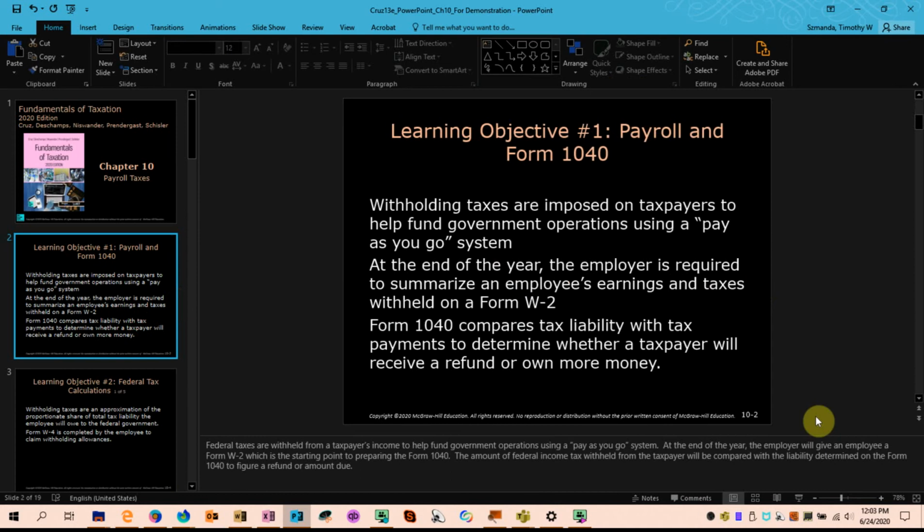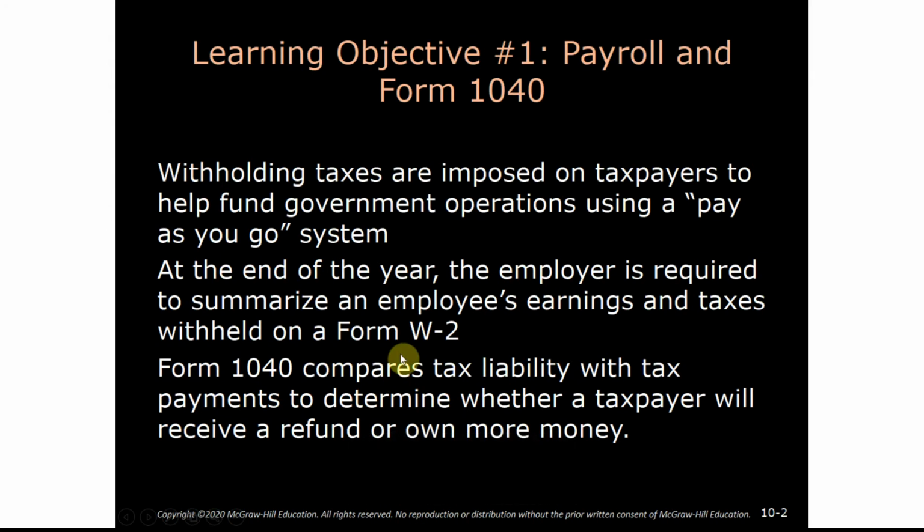So let's talk a little bit about the first learning objective, and that is that a payroll has a relationship with Form 1040, our primary individual tax form, and we will withhold taxes from our employees, for example, and we're required to do that because we have a pay-as-you-go system. So throughout the year, as employees earn wages and salaries, they will have a certain amount withheld for federal income taxes and other purposes as well, but our scope here is for income taxes.